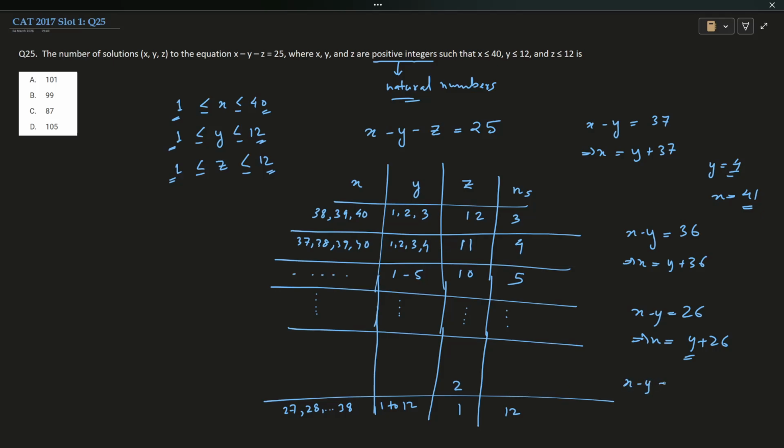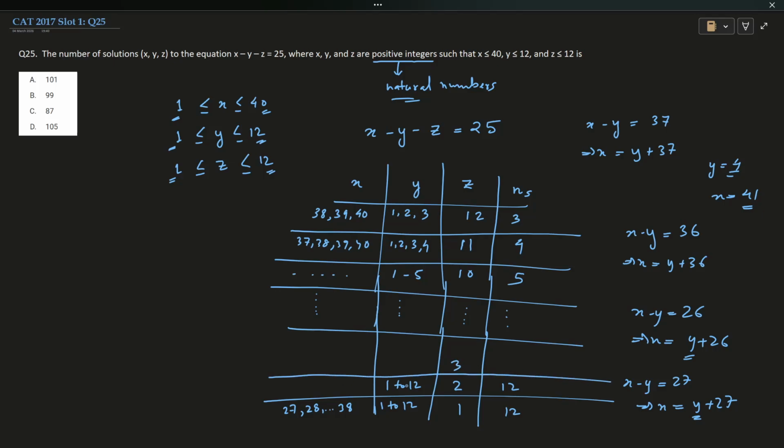When z is 2, I will have x minus y equal to 27, right? And x equal to y plus 27. Y can be 12. 1 to 12 again. I can again have 1 to 12. Then that means 12 values again.